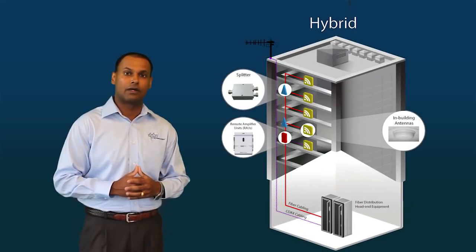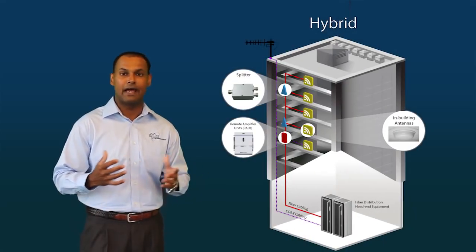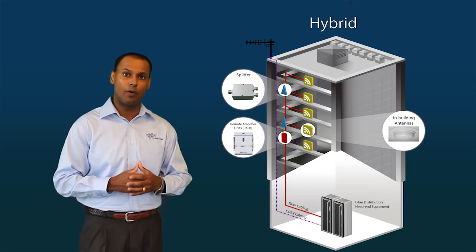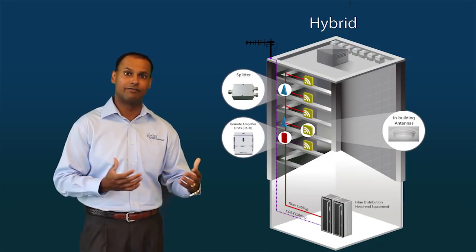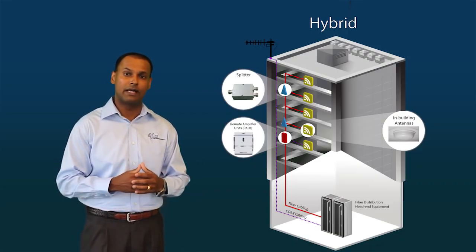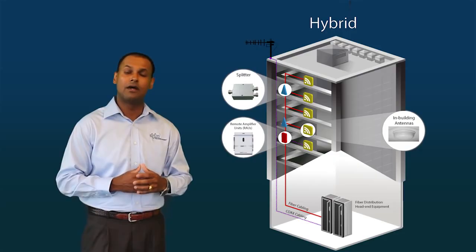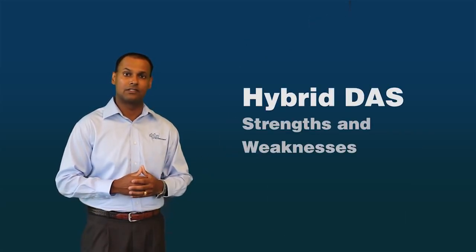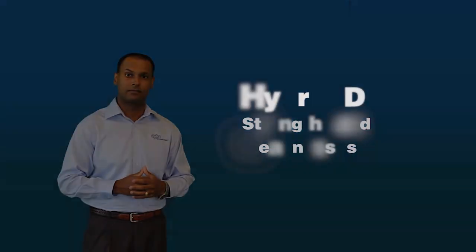A hybrid DAS network is a combination of both active and passive. The main difference is that it uses a number of passive components such as couplers, splitters, and dividers to connect more than one antenna to a single REU than active DAS. Now we'll look at the strengths and weaknesses of a hybrid DAS network.